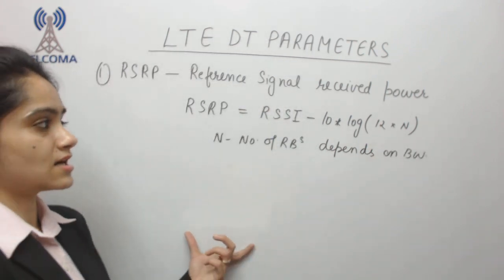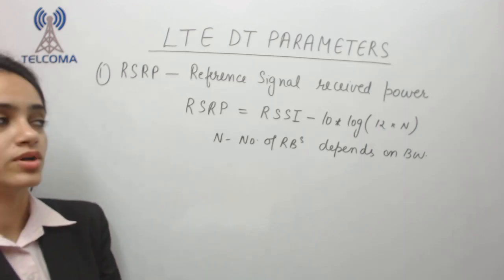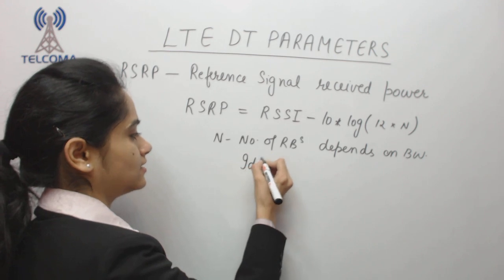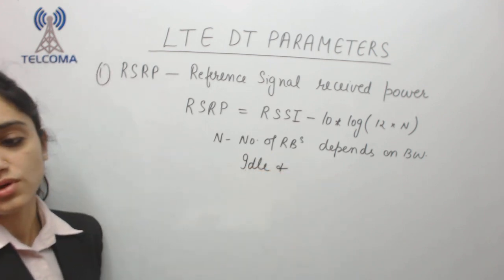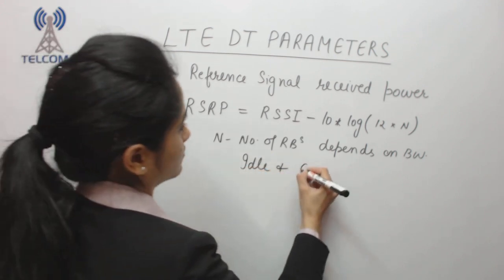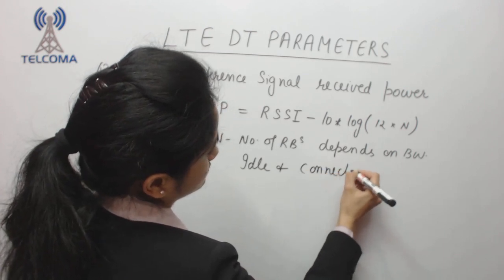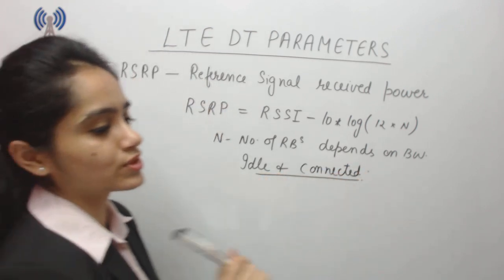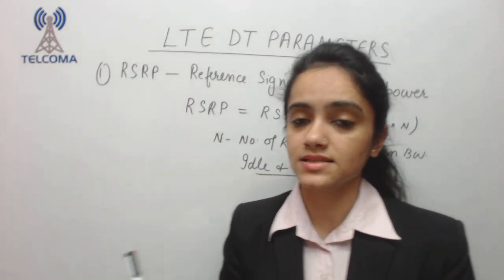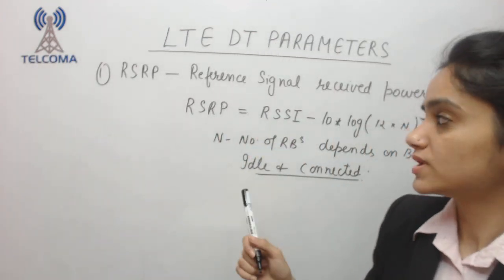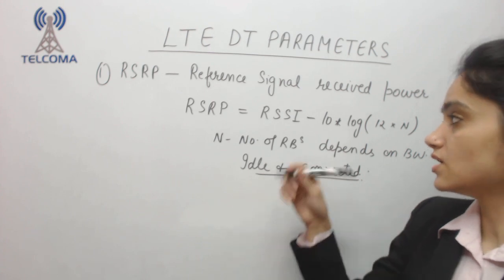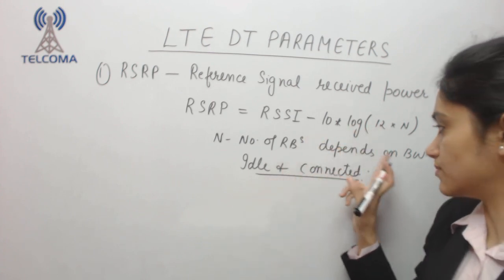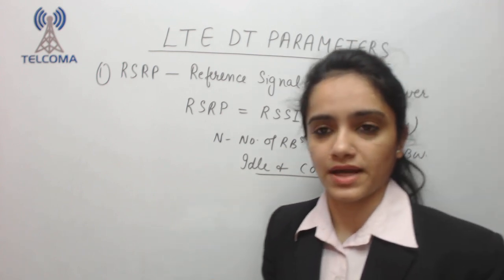As we know, the more bandwidth we have, the more resource blocks we have. That means RSRP is the most important parameter for drive test, and it is used in both idle and connected mode. It is basically used to find out the signal intensity according to the number of resource blocks, and the number of resource blocks depends upon the total bandwidth.